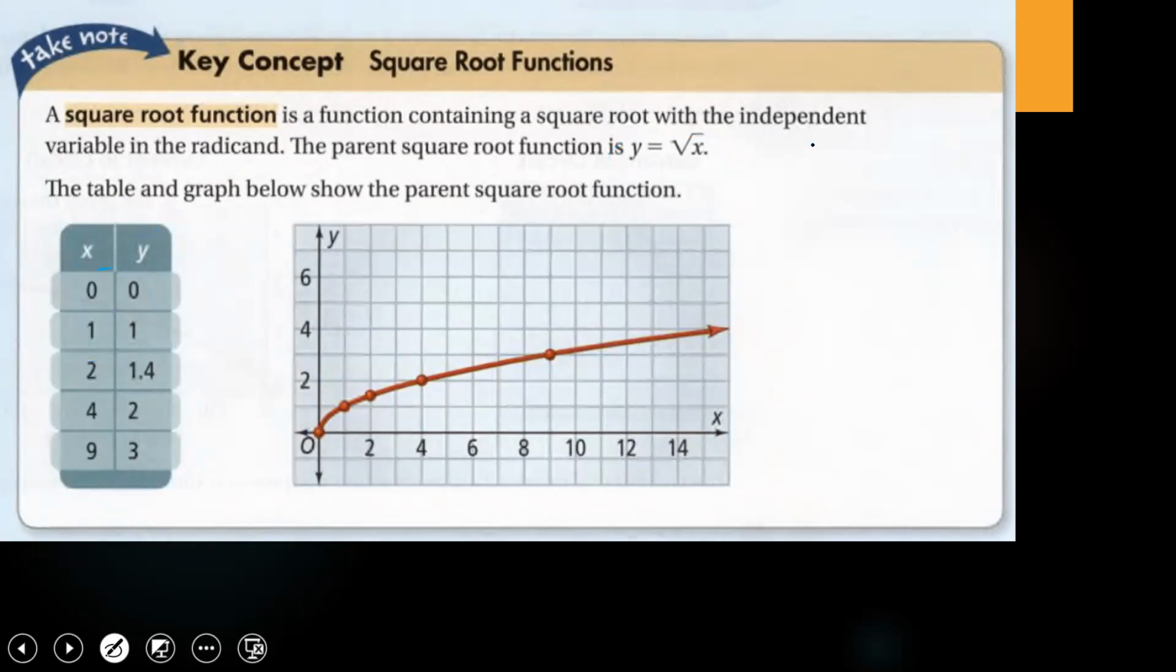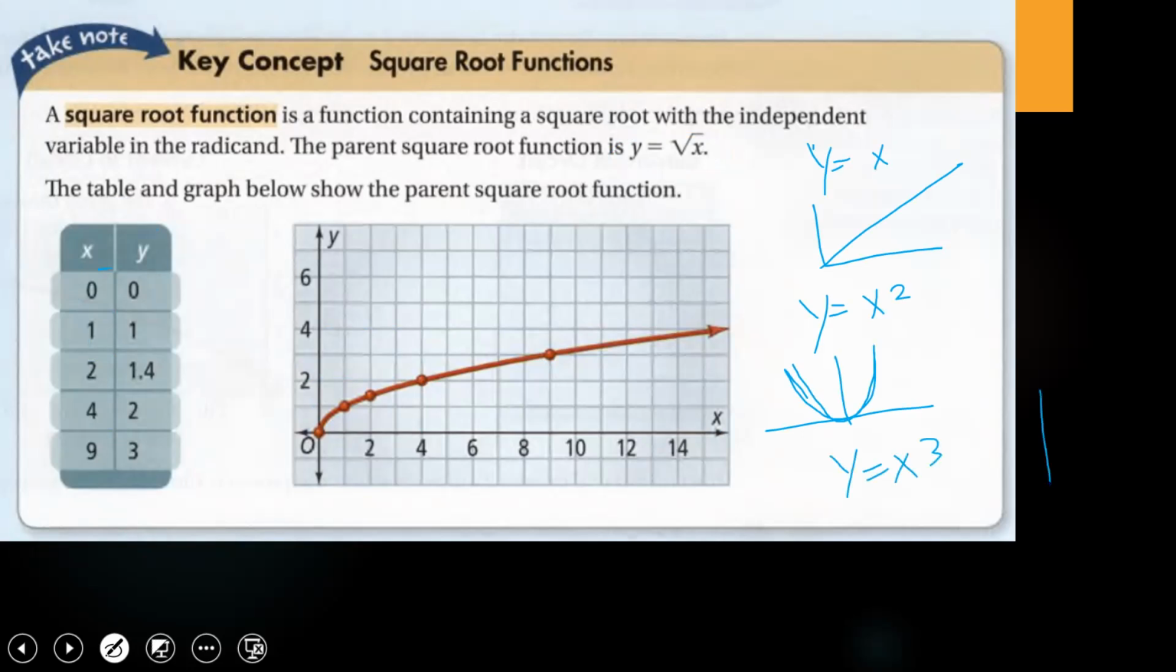Now, we talked about y equals x, which is the linear function. This is the shape for the linear function. If we talk about y equals x squared, we say it's a U shape. If I'm talking about y equals x cubed, it should be like this.